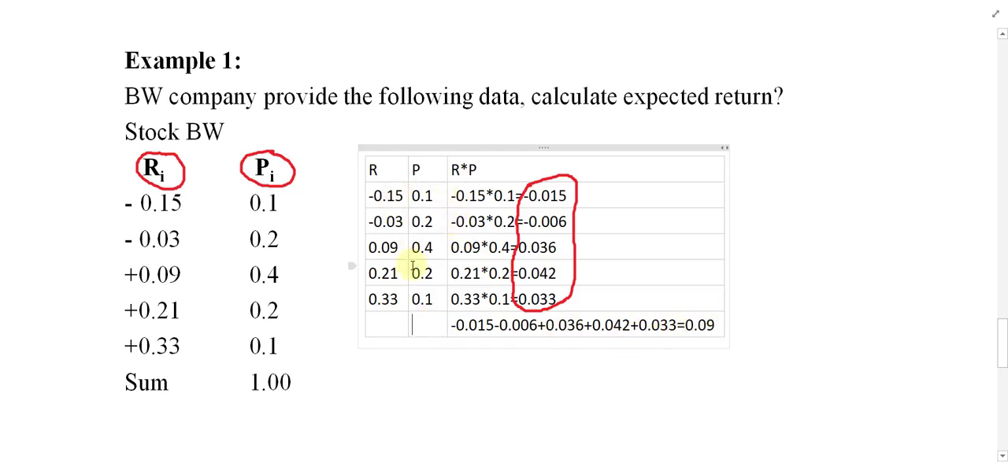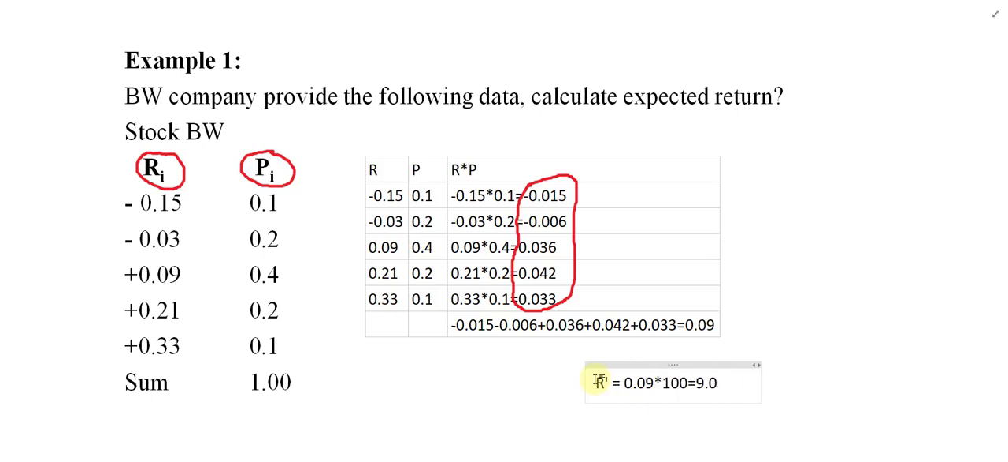If you see both of them are in the form of decimal, finally the result should be multiplied to 100. Let us do it here itself. Let us mention R bar is equal to 0.09. Multiply to 100. If you multiply to 100, you get 9. And this, of course, is a percentage.